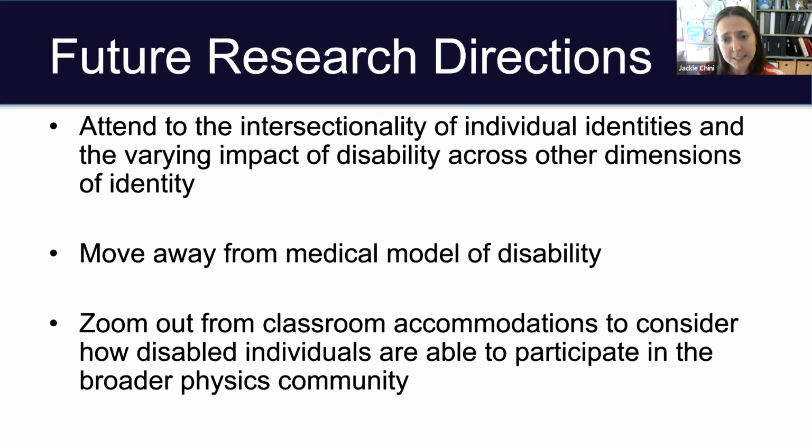We want to continue to move away from the medical model of disability, so putting the burden on the person to cope with our system, and rather move to changing our system to embrace a wider variety of human variation. And then also, it's important that we continue to zoom out from classroom accommodations to consider how disabled individuals are able to participate in the broader physics community overall. How can they have meaningful research experiences, meaningful conference participation, and so on.